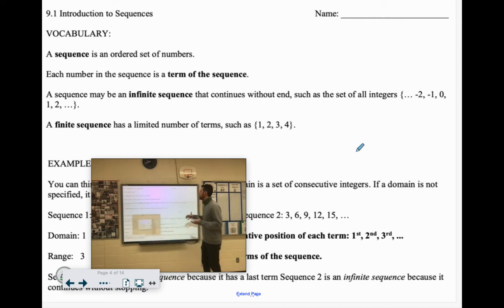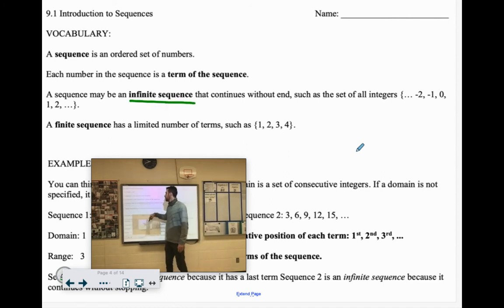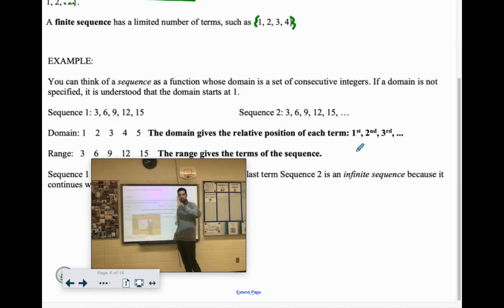A sequence that goes on forever is called an infinite sequence. So that'll be represented by 3 dots. And then a finite sequence has a limited number of terms, so it does not continue on forever. So you'll see it close out with the brackets. You won't see any triple dots or whatever those are called. Ellipses. You won't see any of those.